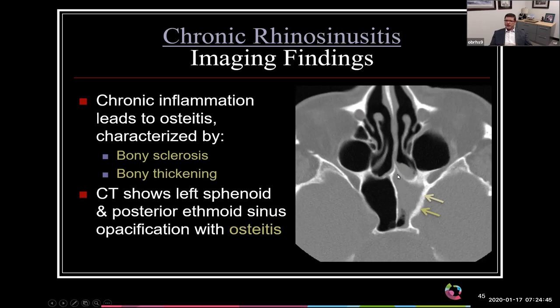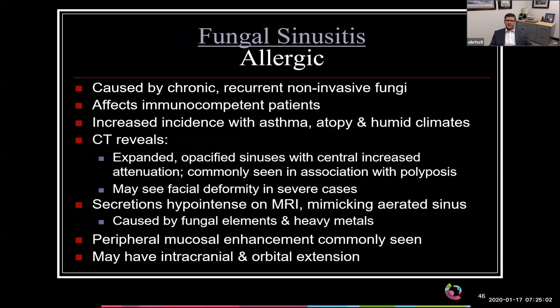So here you can see near complete opacification of the left sphenoid sinus with abnormal thickening and sclerosis of its walls compatible with osteitis. And that's the one imaging finding that has a much higher specificity that this is a chronic finding because you're starting to see those secondary bony changes.